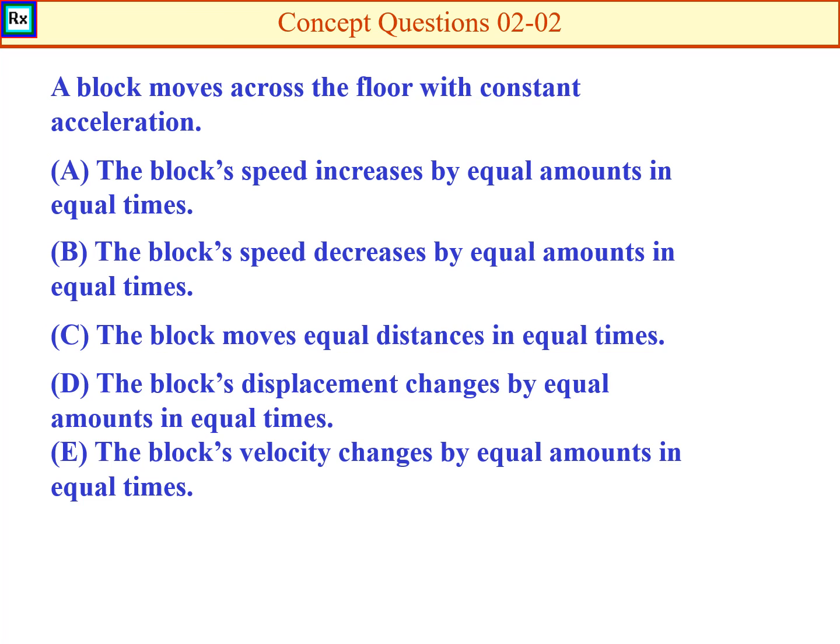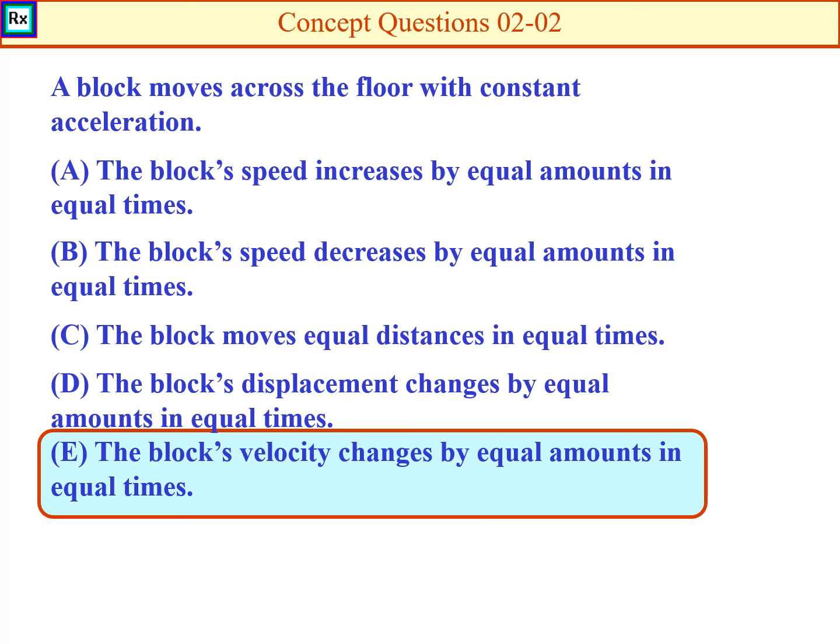This one says a block moves across a floor with a constant acceleration. So what's the answer here? We know that the block's velocity changes by equal amounts in equal times, because a constant acceleration is a constant change in velocity over time. So the velocity changes by equal amounts in equal time.